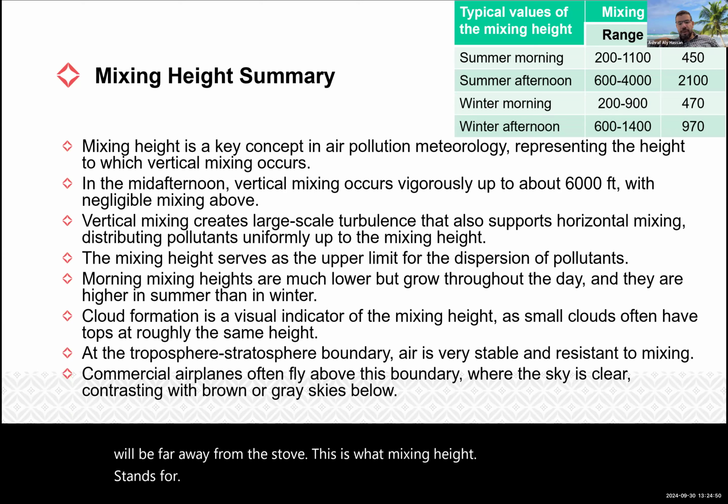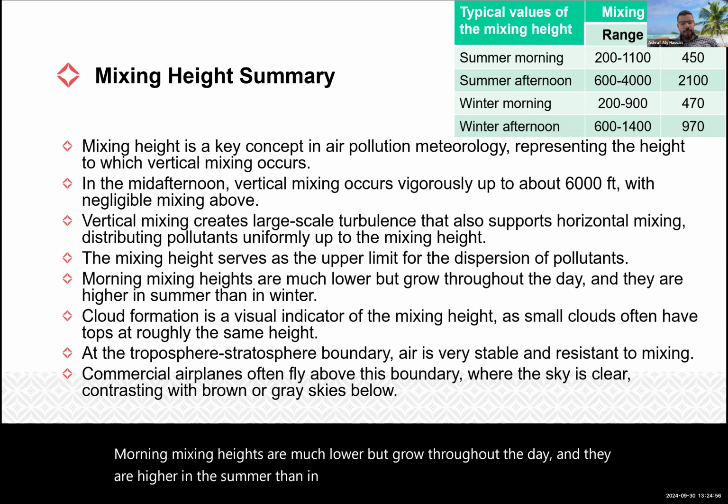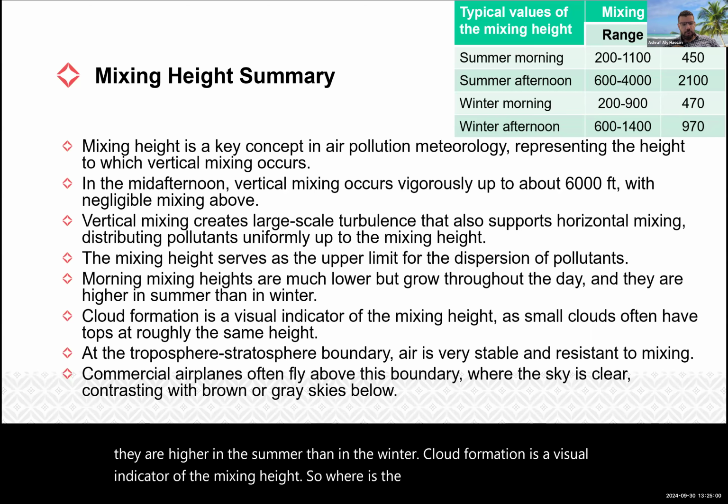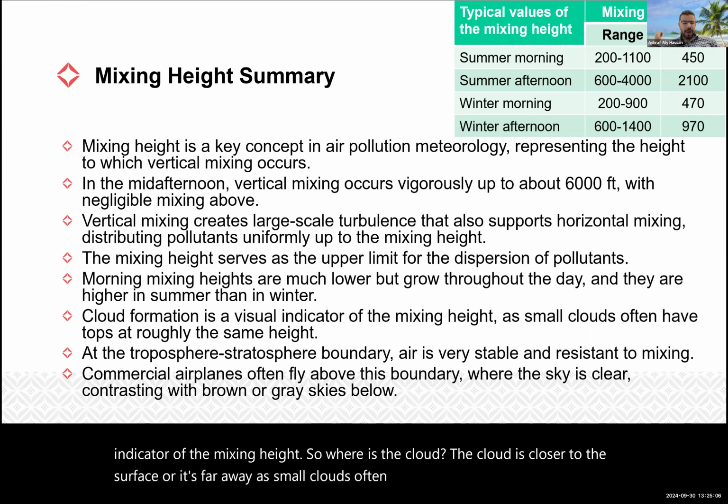Morning mixing heights are much lower, but grow throughout the day, and they are higher in the summer than in the winter. Cloud formation is a visual indicator of the mixing height. So where is the cloud? The cloud is closer to the surface or it's far away, as small clouds often have tops at roughly the same height.